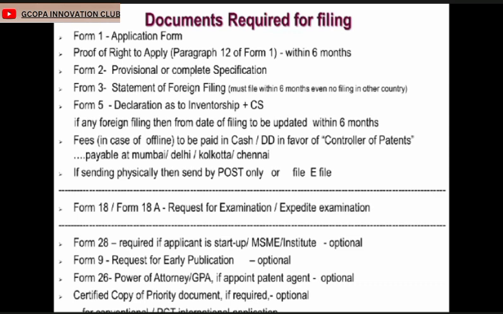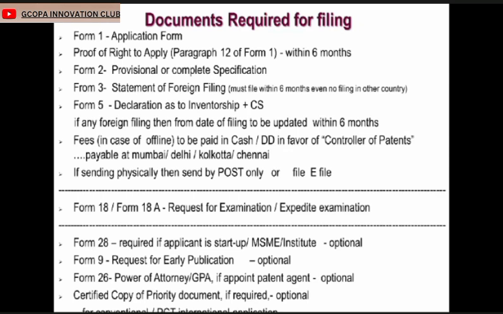Basic details of the applicant, inventor, and declarations are to be submitted here. Second is specification details. Third form is for foreign filing details. Every 6 months, you have to file this form, even if there is no filing in another country. Apart from this, inventorship details are to be declared on form number 5.